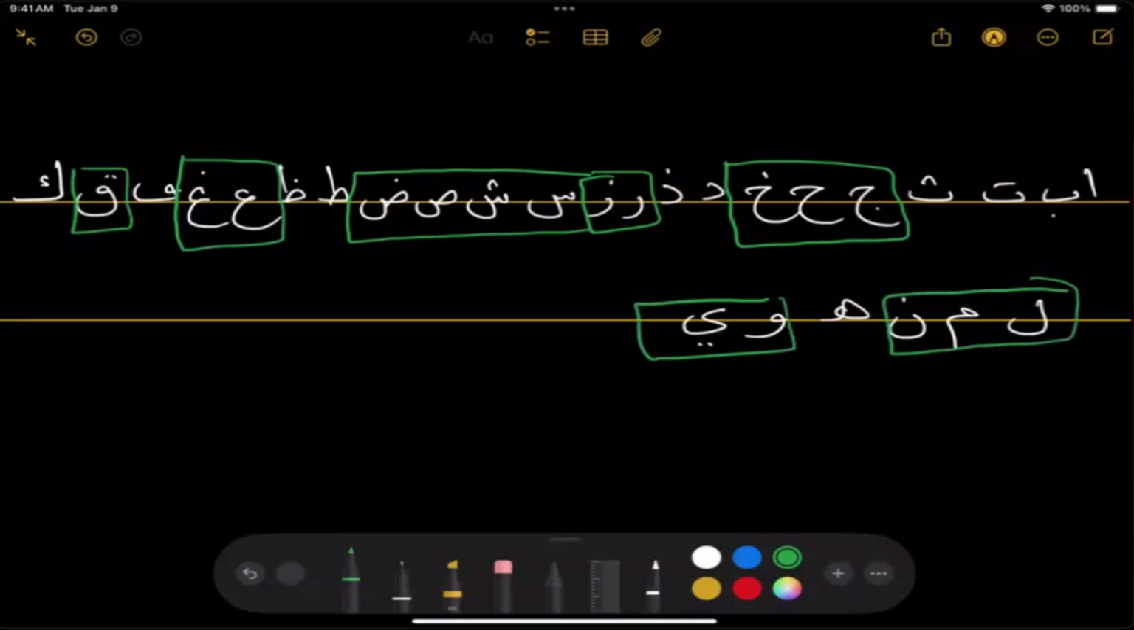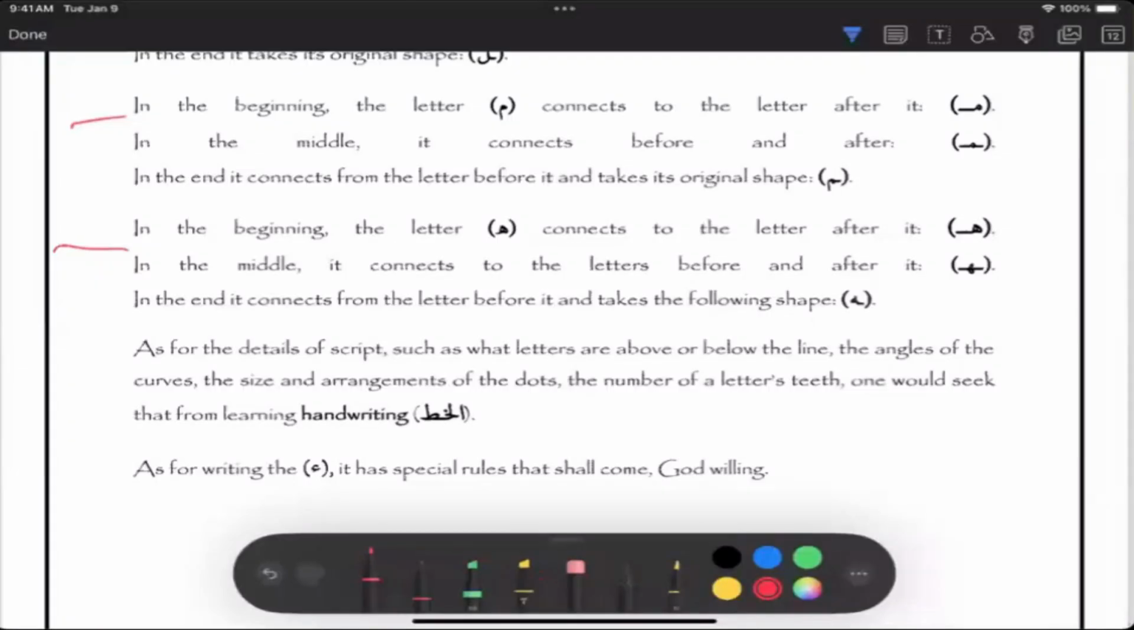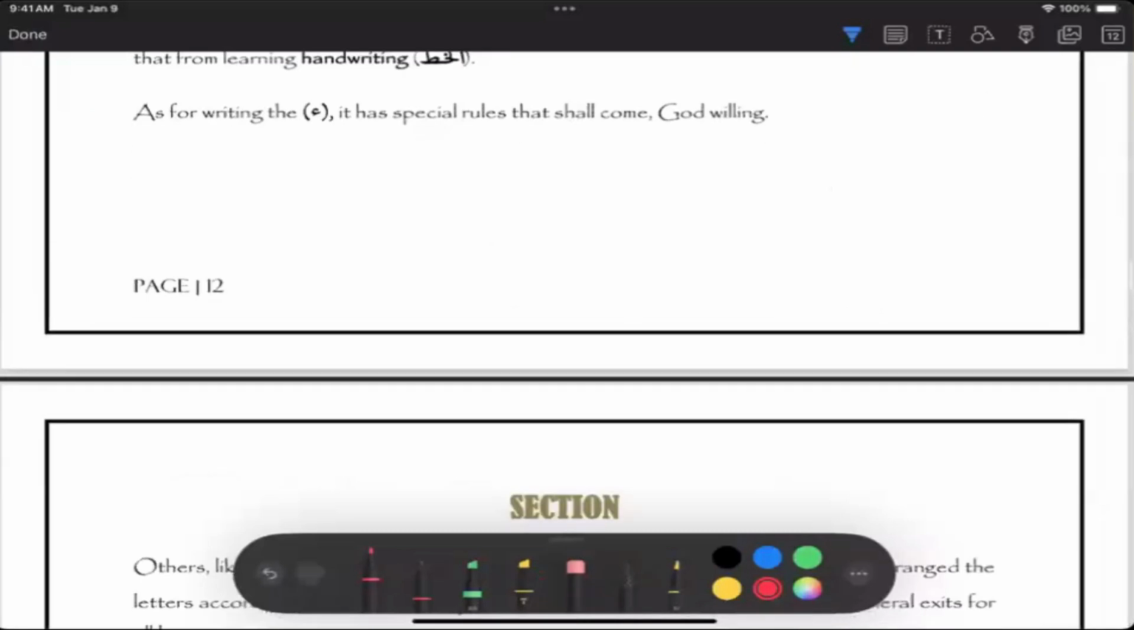So how many is that, mashallah? 1, 2, 3, 4, 5, 6, 7, 8, 9. You said 17? Okay, 10, 11, 12, 13, 14, 15, 16, 17. Now, 17 out of 28. So that means 9 of them are over the line. Then most of the letters are under the line. MashaAllah. And as for writing the hamza, it has special rules that shall come.